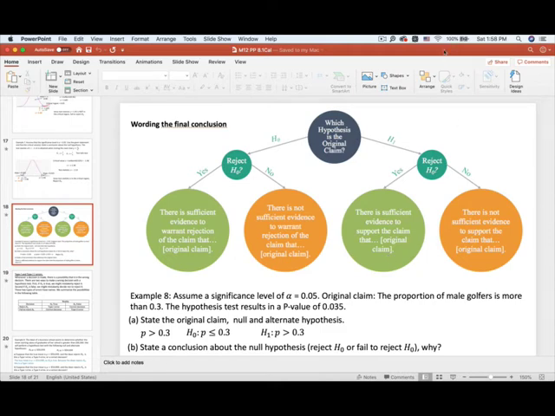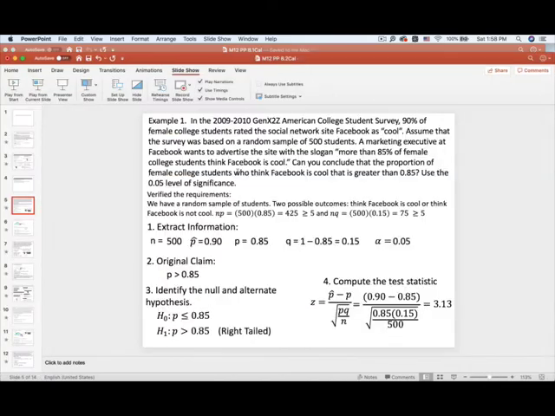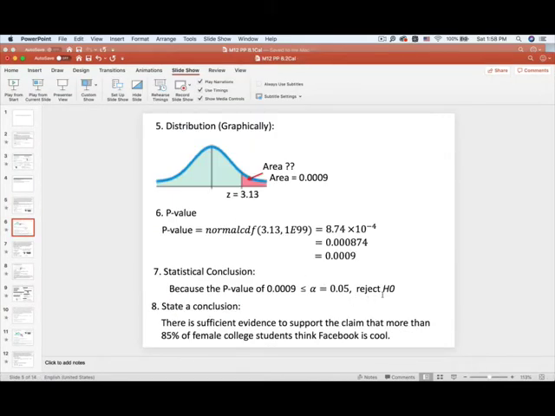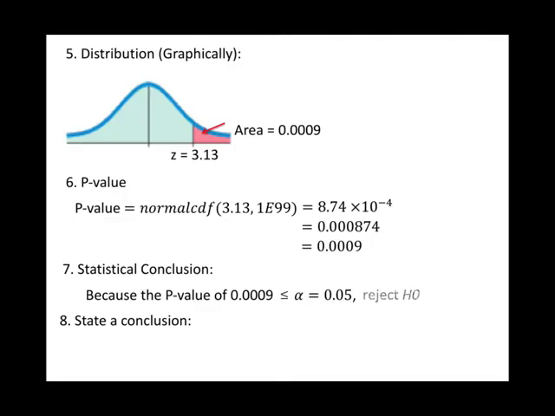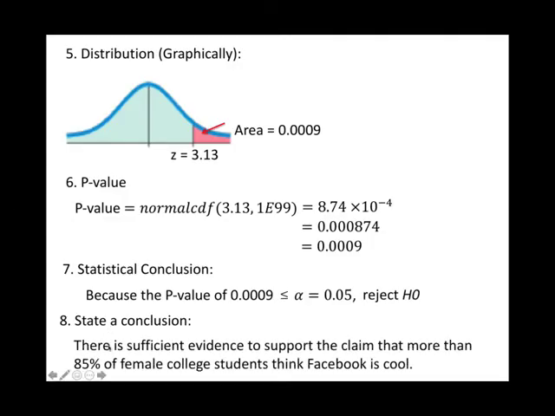And then you're going to reject the null hypothesis. So the original claim has the alternate hypothesis, and then we're going to reject. So reject, that will be like this one. There is sufficient evidence to support the claim that, and then copy the original claim statement. Okay, so we're going to write it down. There is sufficient evidence to support the claim that more than 85% of the female college students think Facebook is cool.